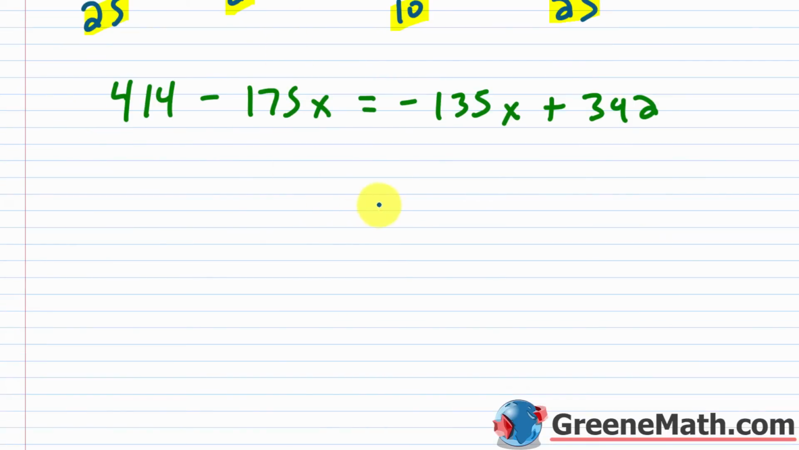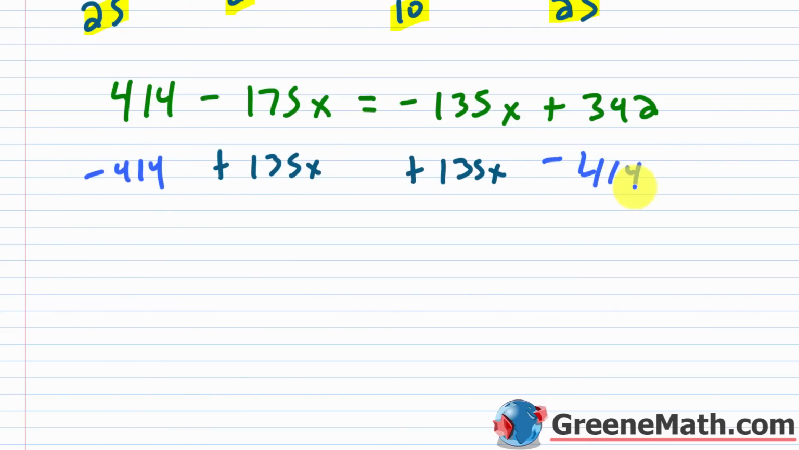Okay, so now I'm just going to do my normal procedure. I'm going to add 135x to both sides of the equation. And then I'm going to subtract 414 away from each side of the equation. Let me see what we have here. So this guy is going to cancel. This guy is going to cancel. If I do negative 175x plus 135x, that's going to give me negative 40x.